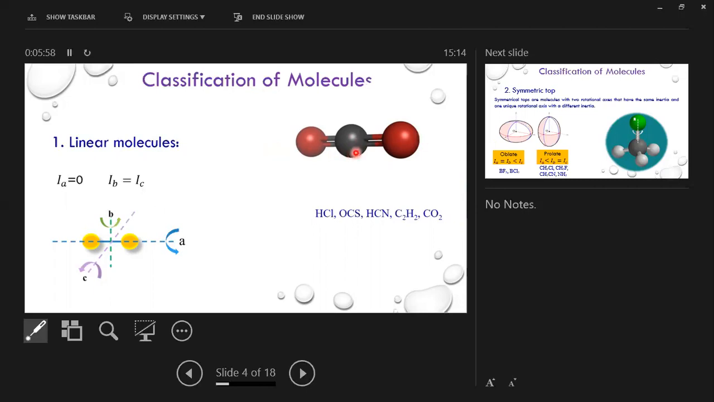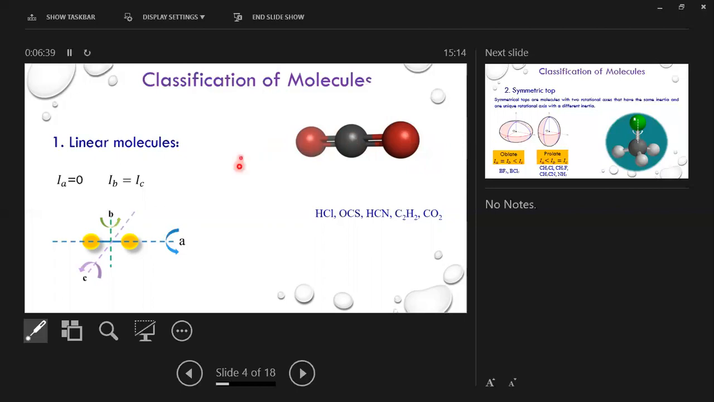Here we have, I think, CH2 like that. This is a linear molecule, and in this case, if we consider the axis passing through the bond, that is the A axis, as all the masses of the molecule are contained on this axis, then if the molecule rotates about this axis, its moment of inertia will obviously be zero, as you have already done in your mechanics course.